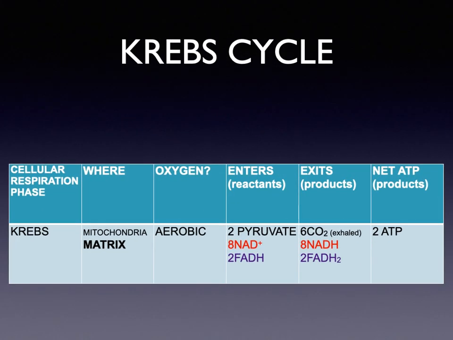It's Krebs. Where does it take place? The mitochondrial matrix. Is oxygen present for our purposes? Yes, this is aerobic. What enters? 2 pyruvates, 8 NAD pluses, 2 FADHs. What exits? 6 CO2s that you exhale, 8 NADHs, 2 FADH2s, and how many ATPs do we make? 2.